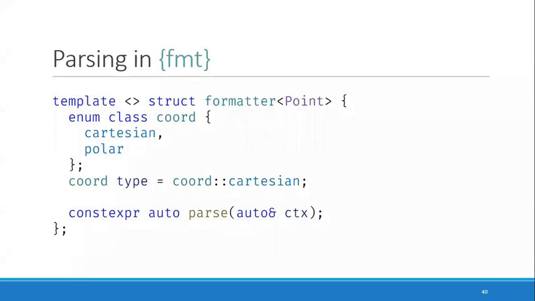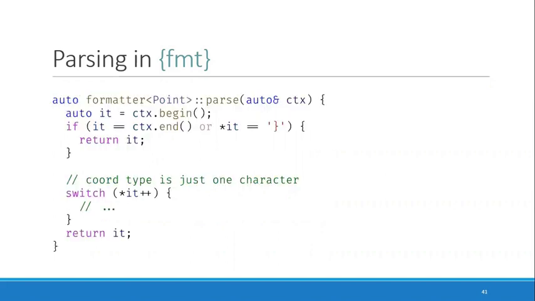So in order to do that, we need to store some state. We need to store this enum class to keep track of what our formatting type is, and we'll just have a default. Like by default, we'll format Cartesian. The user provides a specifier, we'll do what they say. So the first thing we're going to do in parse is if there's no spec.